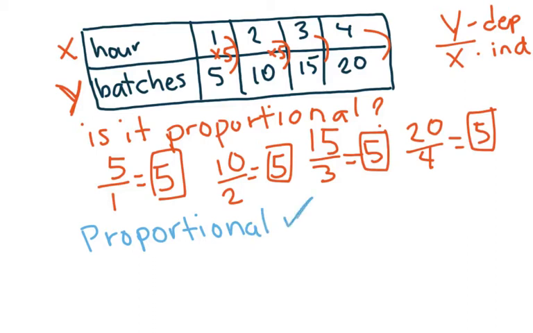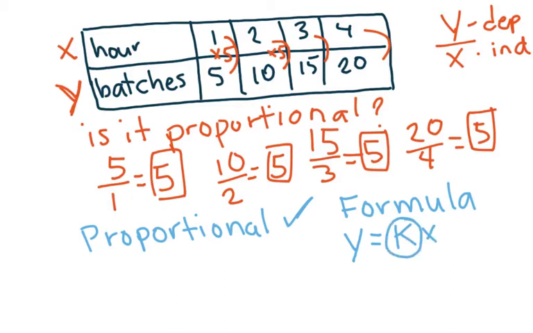So proportional is check. So now I can use a formula for it to show the constant rate. And that formula is always going to be the same: y equals kx, and that k is my constant. Whenever you put the y over the x, whatever you get when you simplify that is your constant. That's important for you to understand. Whatever y is over x, that's your constant.